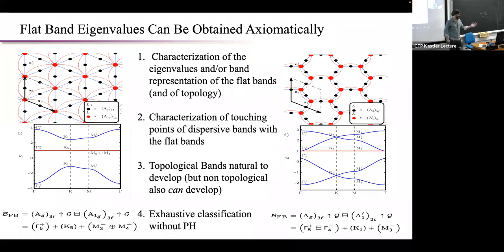Okay, so for example, this is true in many cases. You can build lattices and check it. And this theorem, I don't have time to go into it, can also tell you when you have degeneracy points between the flat band and dispersive bands.